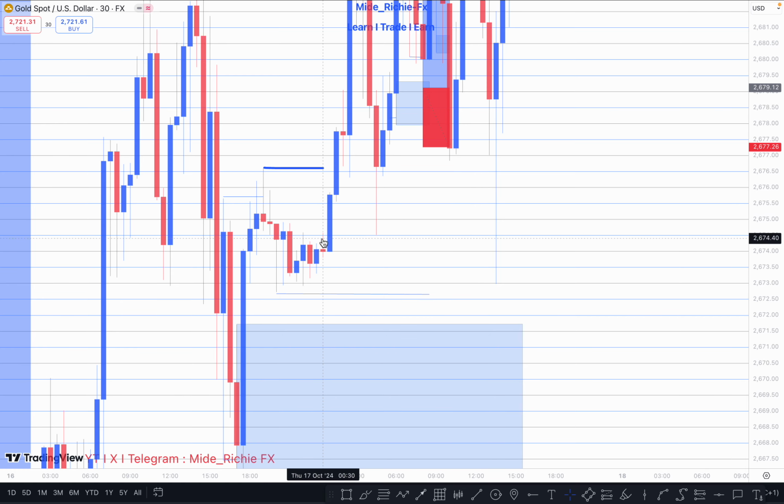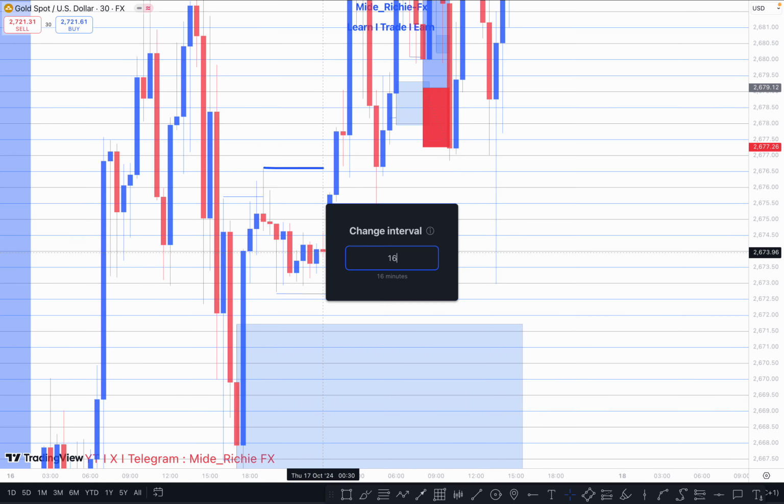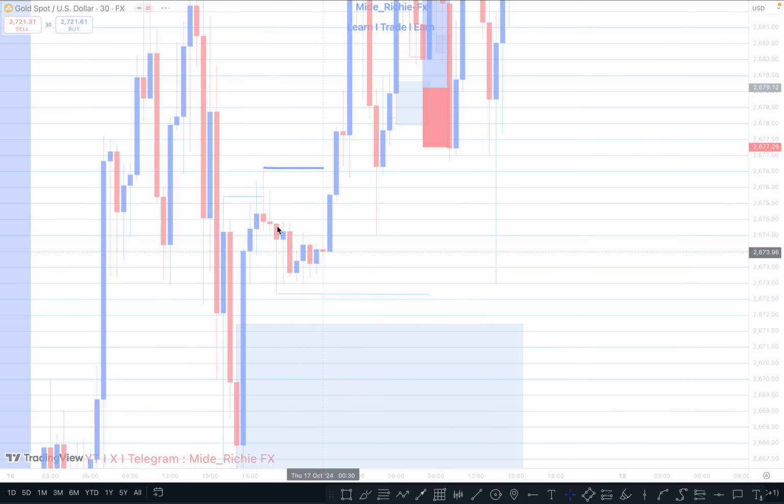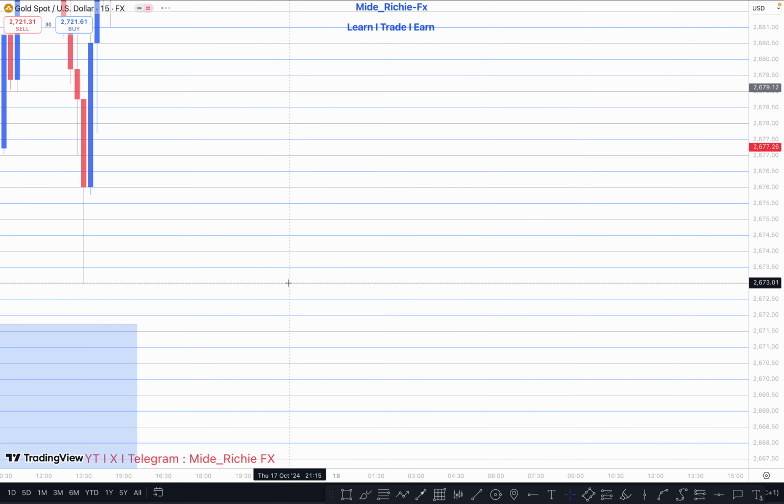Do you get? And if you go lower to the 15-minute time frame, I have another demand zone right here, another unmitigated demand with a sweep and with an inducement.